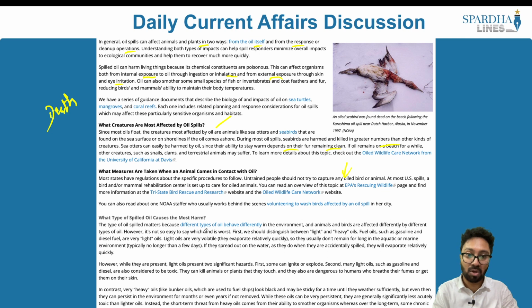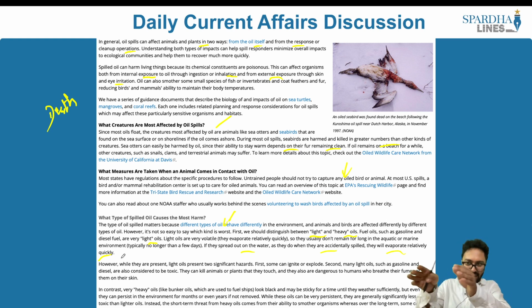What type of spilled oil causes the most harm? The type of oil spill matters because different types of oil behave differently, so first we should distinguish between light and heavy oils. Fuel oils such as gasoline and diesel fuel are called light oils. Light oils are very volatile, and if they spread out on the water as they do when they accidentally spill, they will evaporate relatively quickly. Whenever this oil is mixed with fire, it can catch fire, and immediately this can also lead to disastrous consequences.